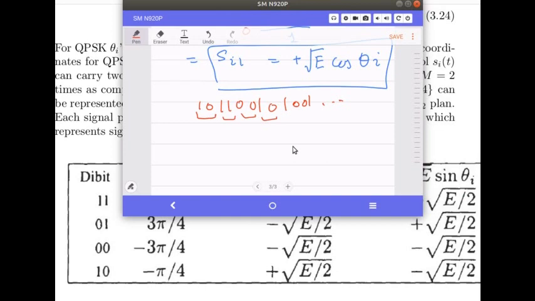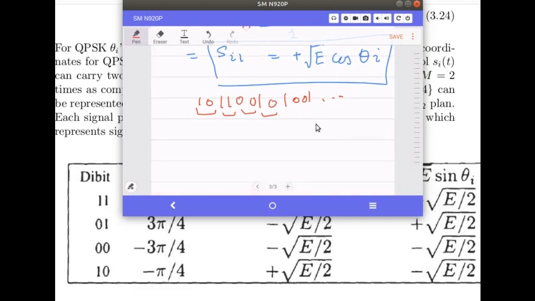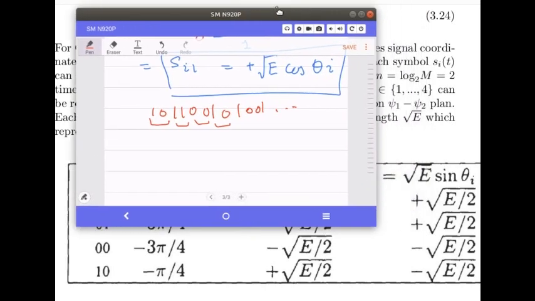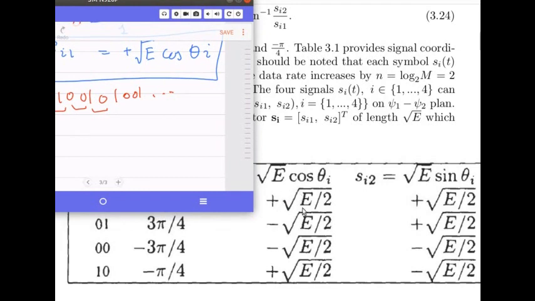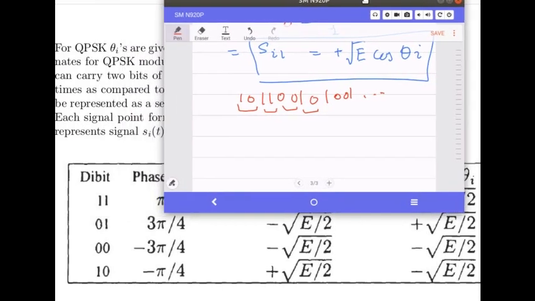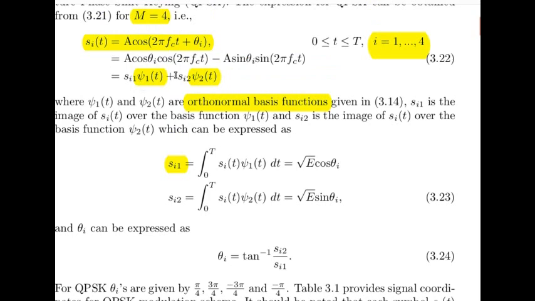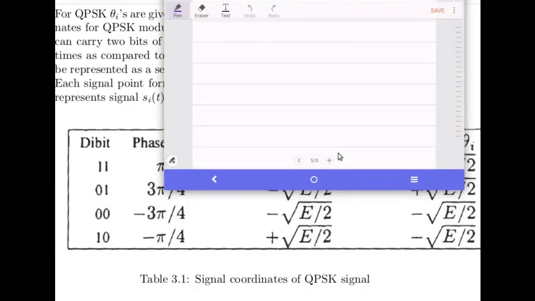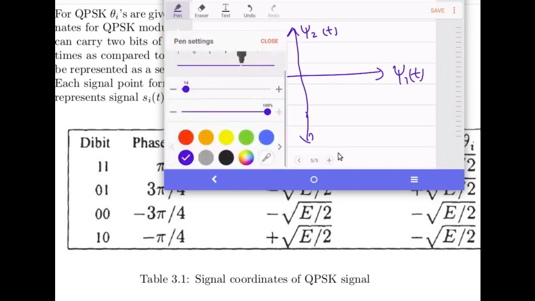Now when you have these angles, it's very important to know how you get these coordinates, how you get these psi1 and psi2. If you observe your signal over here, your QPSK signal is actually a 2-dimensional signaling scheme. Let me show you how we can view QPSK signals in the Euclidean space. So we have psi1 of t here, we have psi2 of t here, and the first symbol is for the dibit 1 1.